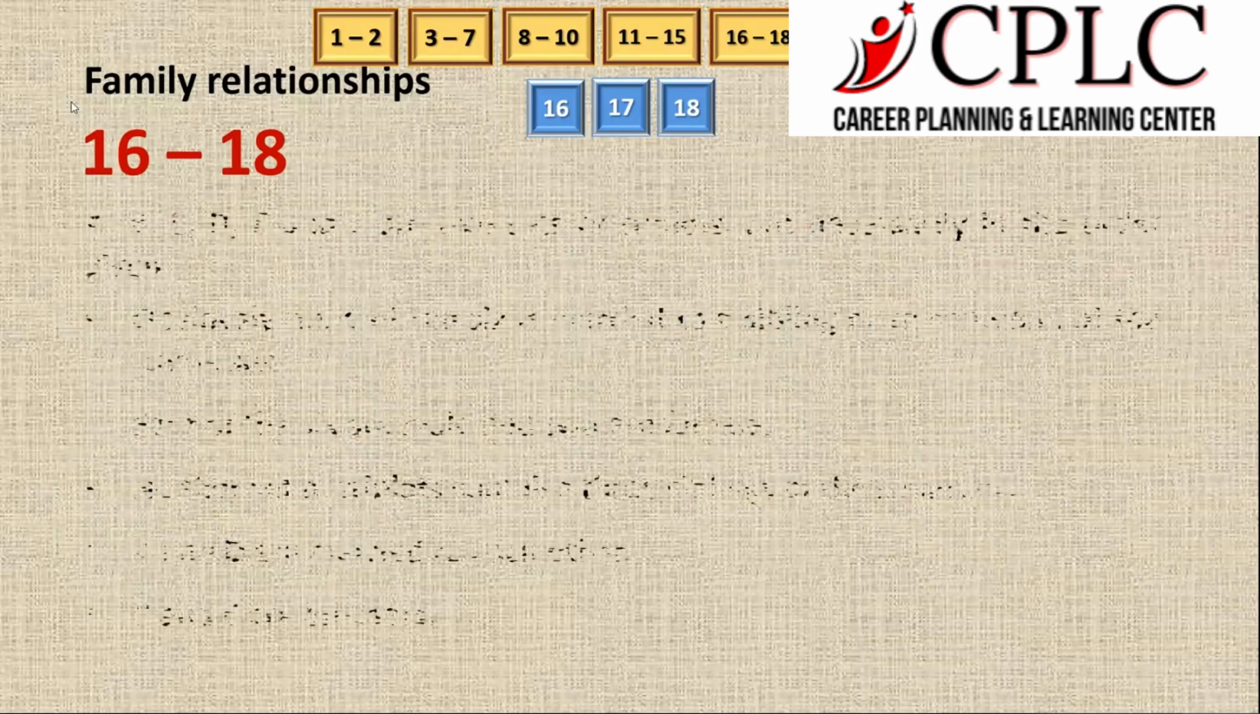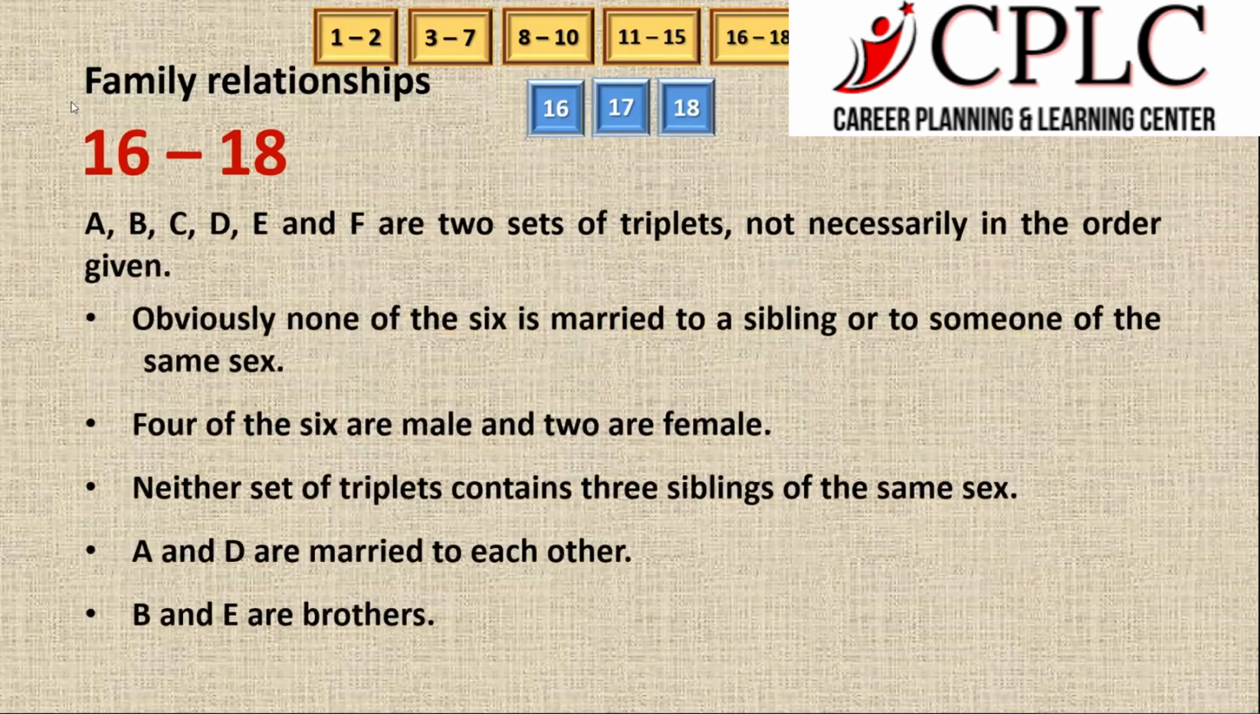Moving to the next set. A, B, C, D, E, and F are two sets of triplets, not necessarily in the order given. Obviously, none of the six is married to a sibling or to someone of the same sex. Four of the six are male and two are female. Neither set of triplets contains three siblings of the same sex. A and D are married to each other. B and E are brothers. Now we can say that there are two sets of triplets.